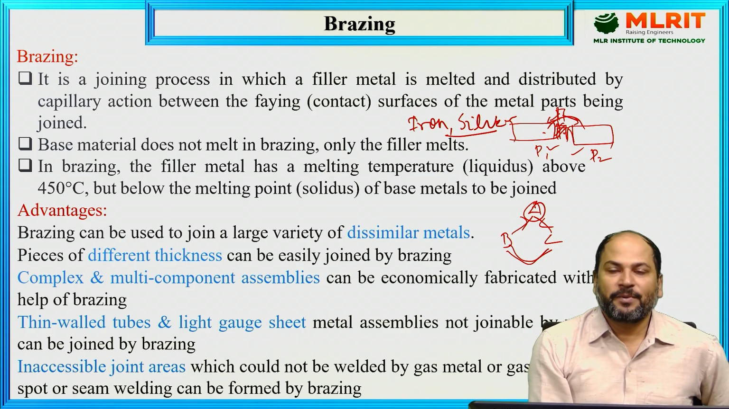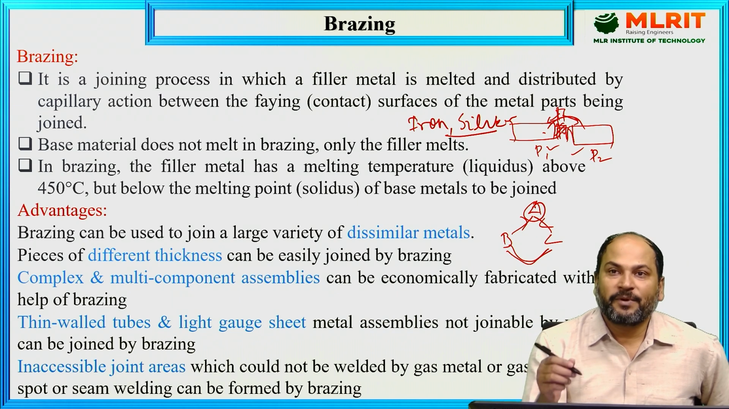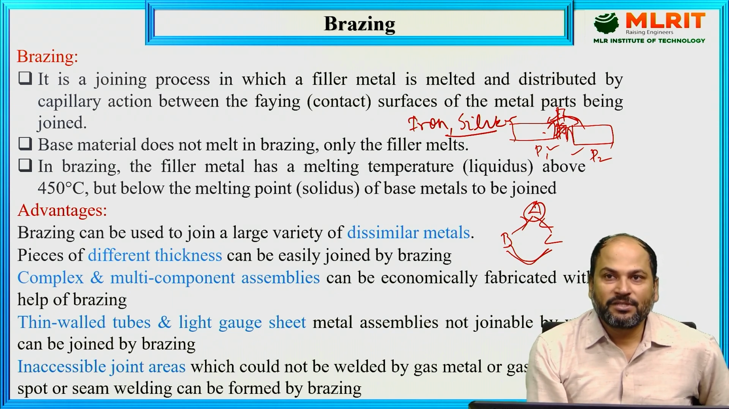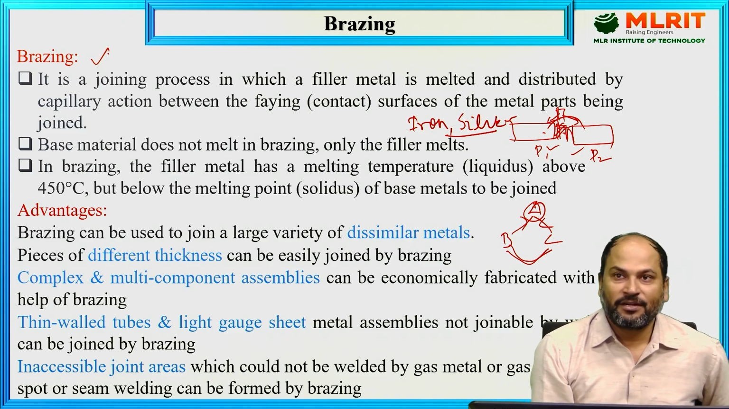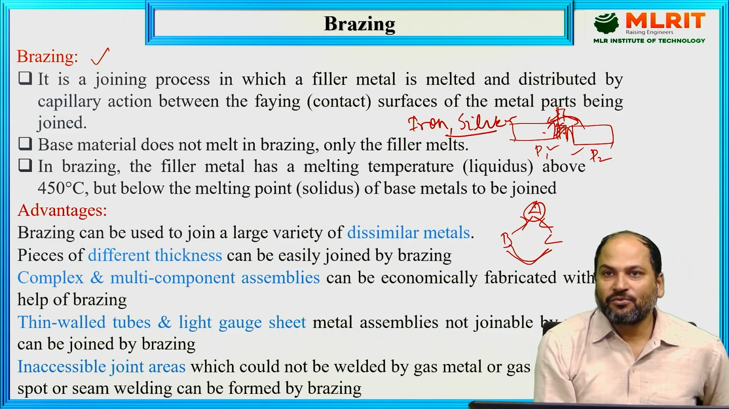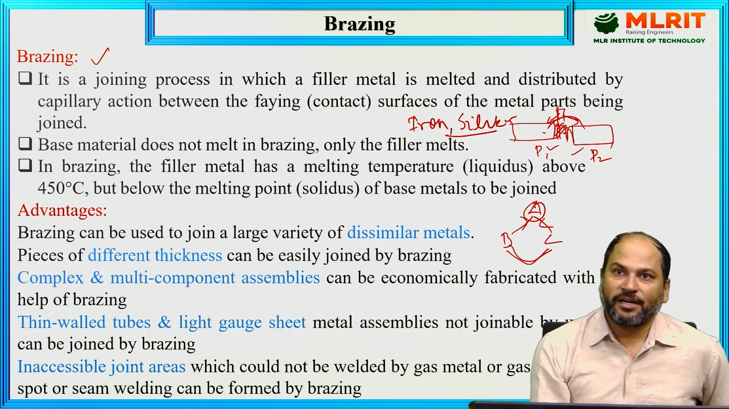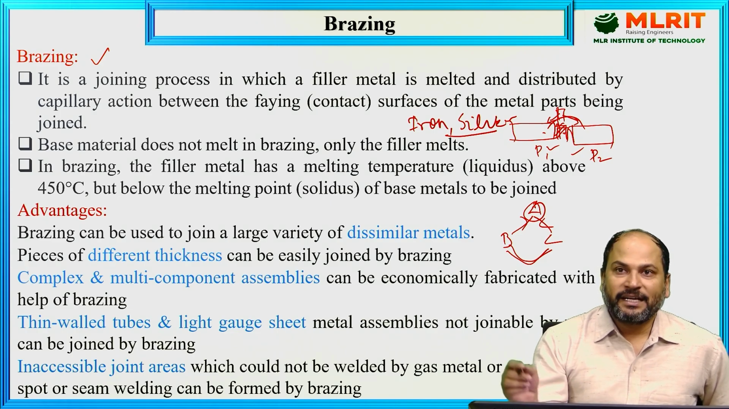Now, depending upon what filler material we are going to use, these two processes are there. If we are using copper or its alloy as a filler, it is known as a brazing operation. But if tin is being used as a filler, then it is known as a soldering operation. So depending upon what kind of filler we are going to use, different names have been given.